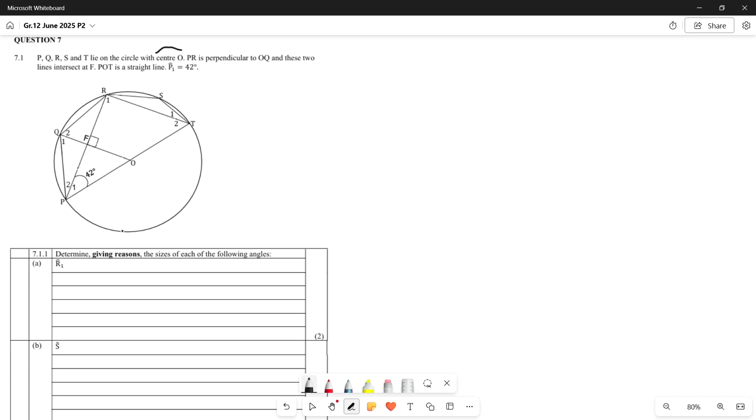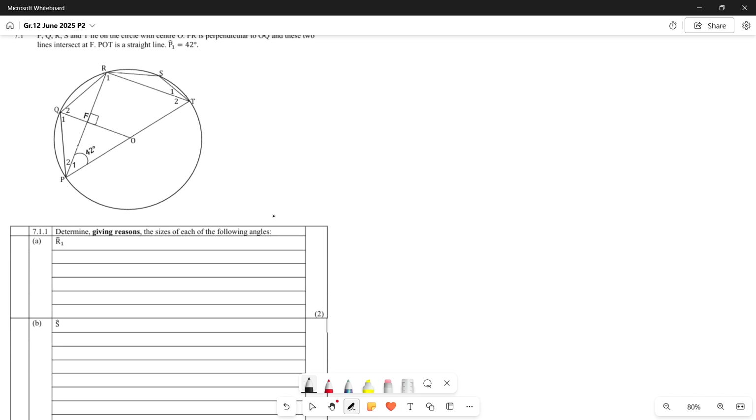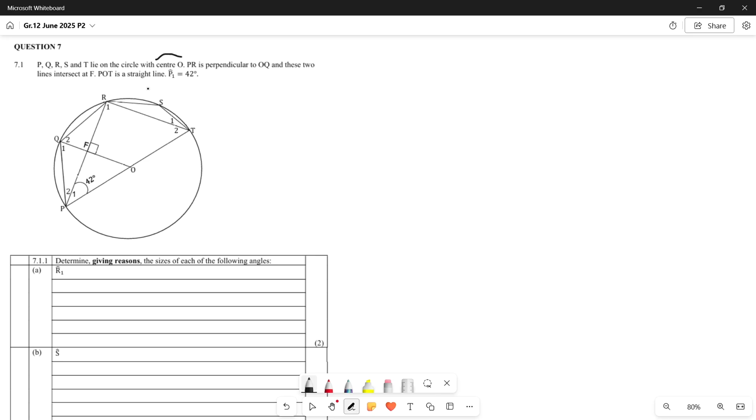So 7.1.1, determine giving reasons the sizes of each of the following angles. So R1, what is very important here is that POT is a straight line and that O is the center, which means PT is a diameter and this shape here is a right angled triangle because we have angle in a semicircle. R1 equals 90 degrees. We got 1 mark just for saying that. If we didn't know the reason, we could still write this and we'd get 1 mark. And then all we write is angle in semicircle.